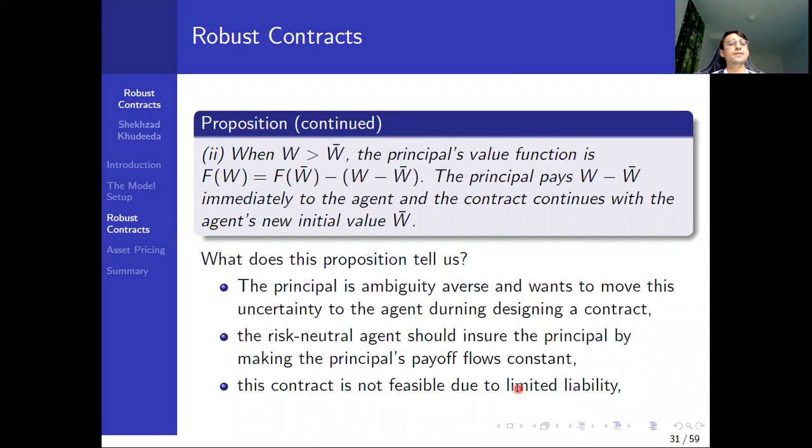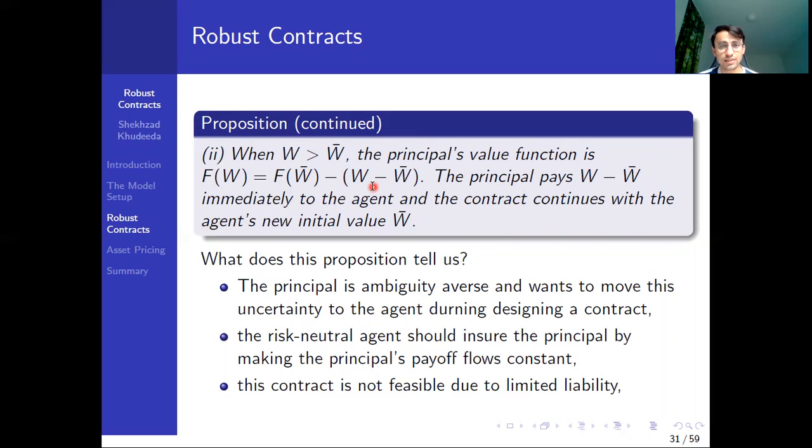And second, if the continuation value is above the payout boundary, the principal's value function can be defined as this, and the principal pays this amount directly to the agent, and the contract continues with the new initial value of the agent. We don't have much time to prove it, but we will try to explain the idea behind this proposition.